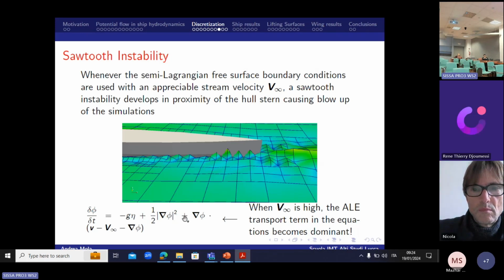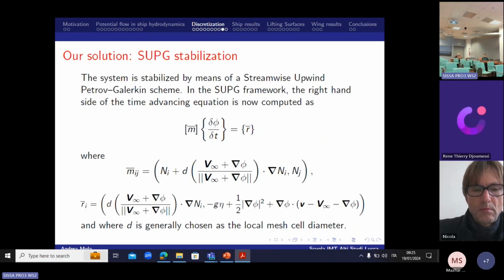And when you take a look at this equation, when you think about it, because we went to the ALE formulation, arbitrary Lagrangian Eulerian formulation, as every time you go to an ALE formulation, you obtain a new transport term. And in this case, this new transport term, especially when V infinity, the velocity of advancing of the hull, is very high, you can bump into dominant transport instabilities.